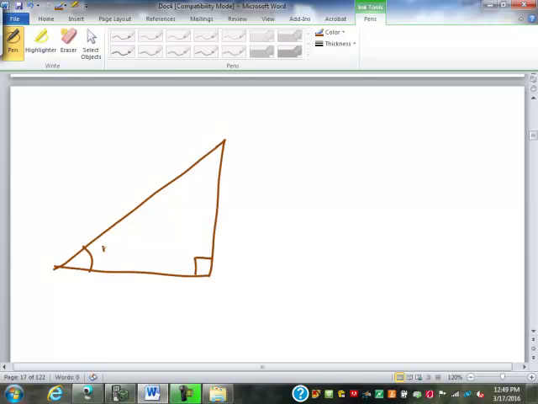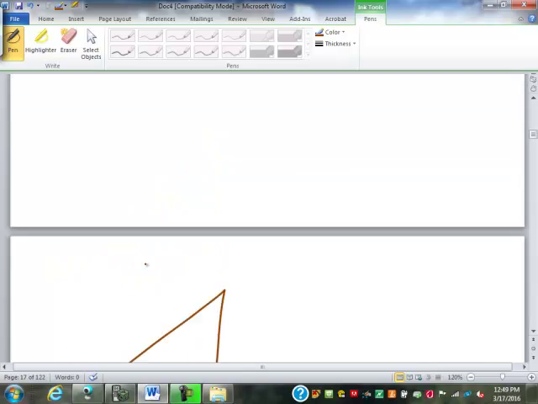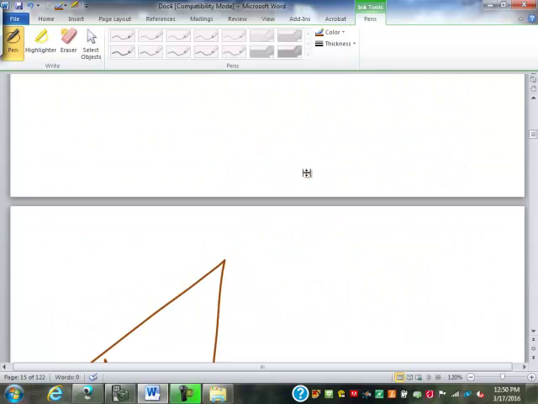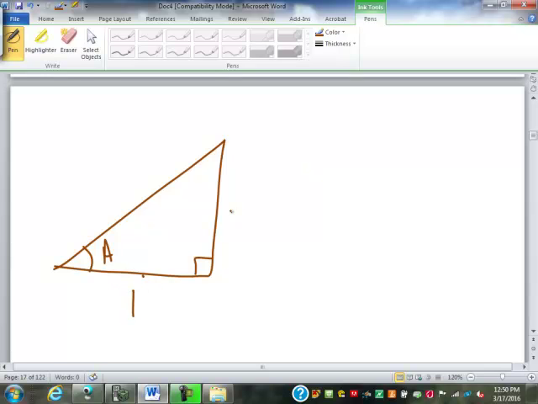Now, this is still angle A. What's this length down here? That was the radius, right? All the way from here out to here, which is how long? 1. Very good. This height here is the tangent of A. And remember, this cut through the circle and went out. That was the secant of angle A.